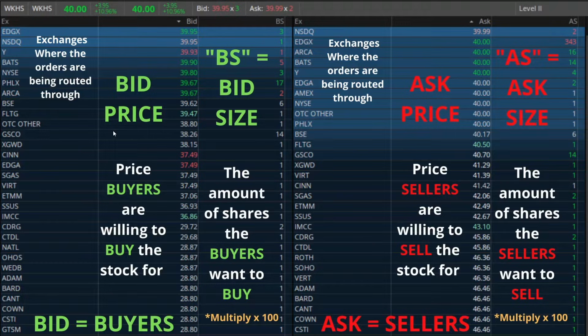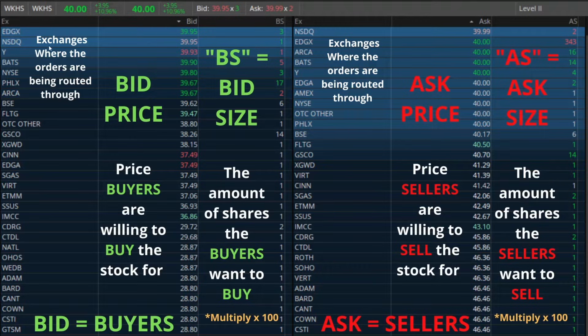So let's talk about bids first, or the buyers. Now we have the column which is bid, and we can see the price of the stock. So the bid price is the price that the buyers are willing to buy the stock for, and each bid price has its own bid size. We can see it by BS. And the bid size is the amount of shares that the buyers want to buy, and you have to multiply each number by 100. So what this means is that on the EdgeX exchange, there is a bid for $39.95, and someone or multiple people are looking to buy 300 shares.